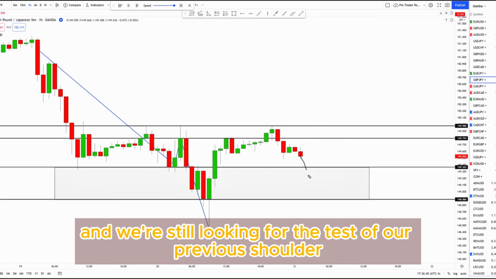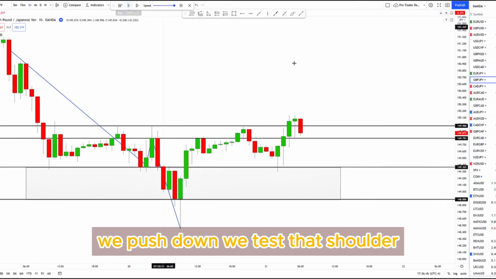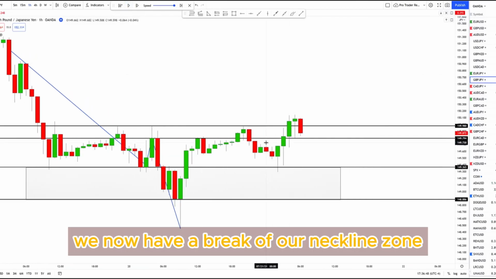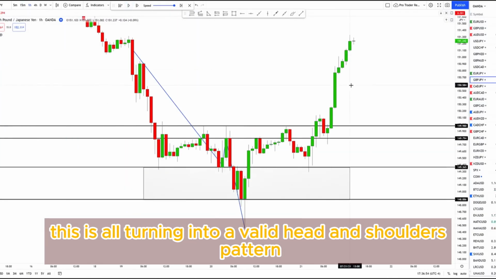And we're still looking for the test of our previous shoulder. So let's go ahead and see what happens with price. We push down, we test that shoulder. We now have a break of our neckline zone. This is all turning into a valid head and shoulders pattern.